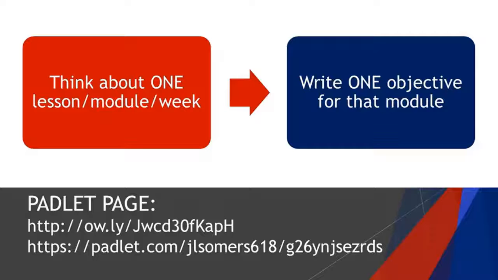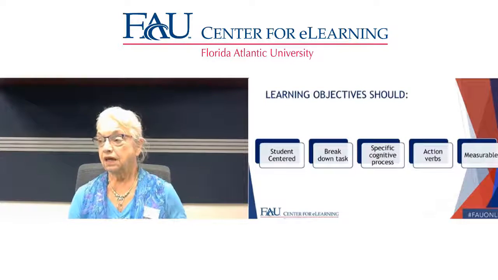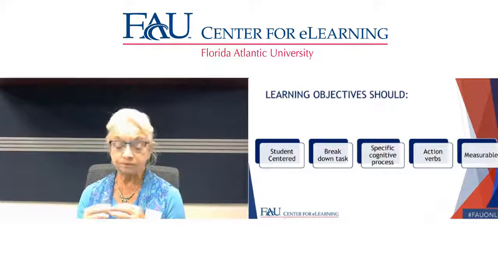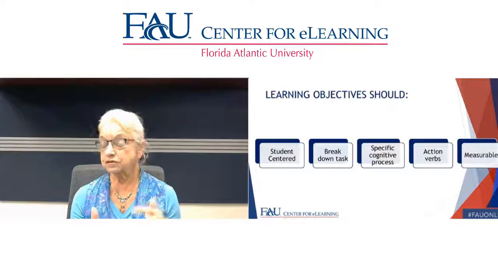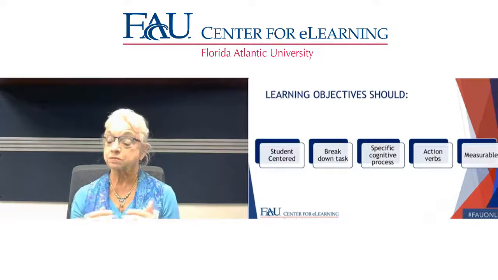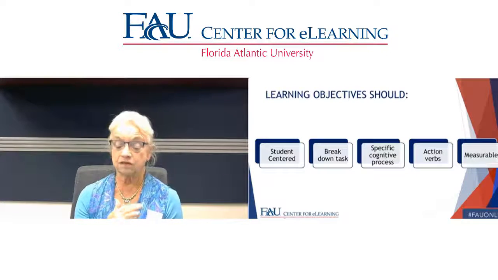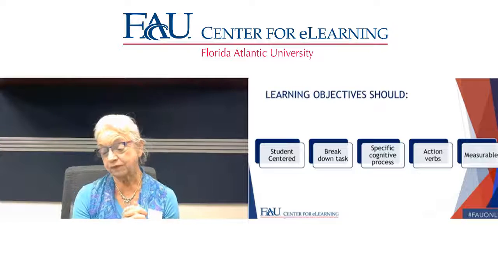Right. So a little bit about learning objectives. As they're written, they need to be student-centered, and they're designed to break down the task into smaller components. And I'm going to show you in just a little bit how they would then link back to the course level objectives. So they should definitely be smaller pieces of that course level objectives. And they should specify a cognitive process, of course, action verbs, and the measurable.